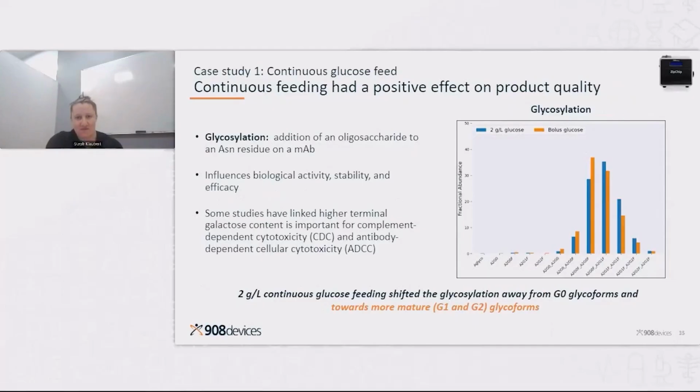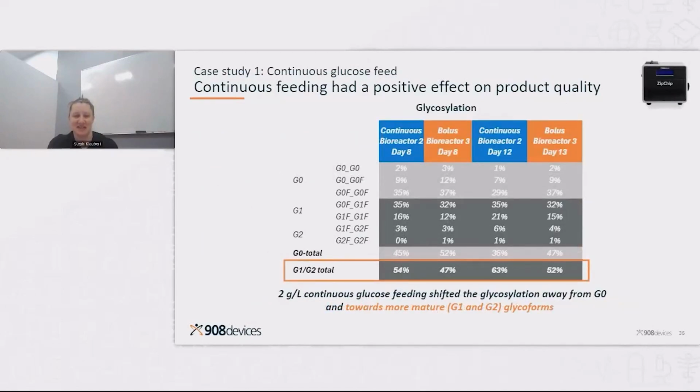Next, we have the glycosylation data. Again, what we want to see, just to remind you, is moving towards those more mature G1 and G2 glycoforms and away from those less mature G0 glycoforms, which is what this graph is showing. But I think we have it broken down in a more digestible manner on the next slide here.